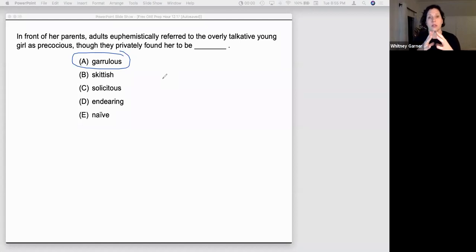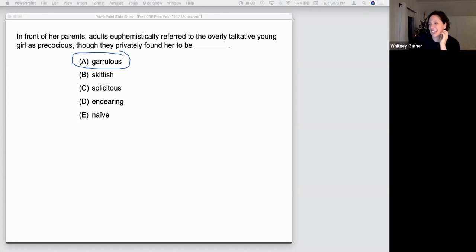Okay, so now, if you didn't pick A, let's take a moment to try and reverse engineer the question. All right, so help me out, guys. Type in the chat window, what does it mean when we say the adults euphemistically, if you know these words? What does that mean? So we're going to find out if we actually did a good job of deciding what would go in that blank.